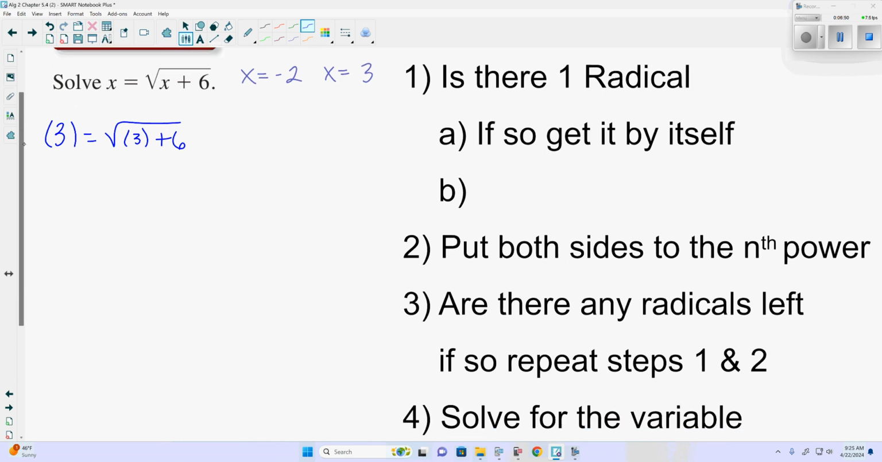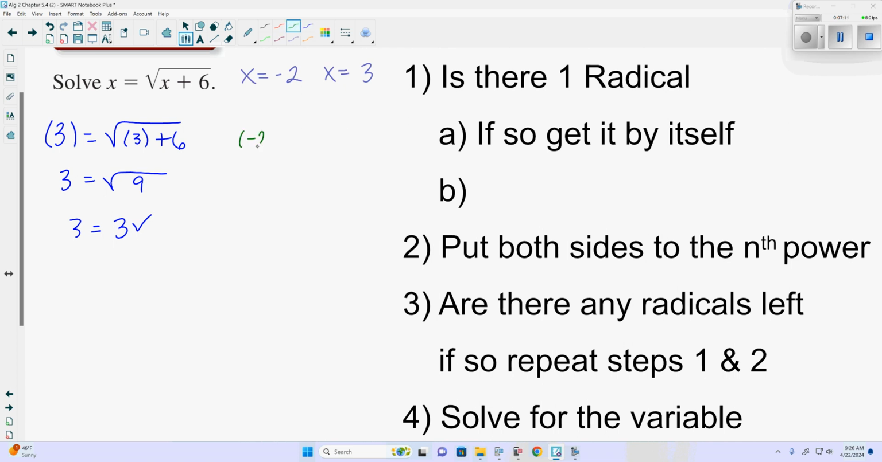Now on the left-hand side, it's just 3. That side's nice. On the right-hand side, we have 3 plus 6, which is 9. Square root of 9 is 3. 3 does indeed equal 3. Everything's good. Let's check the other one.